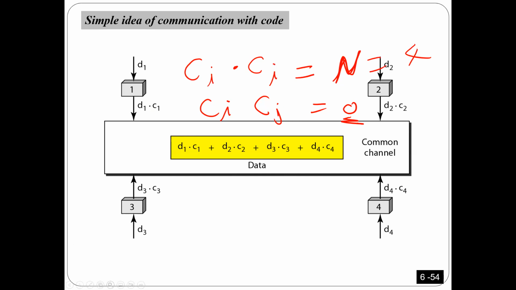Based on what I put here, for example, if I want to get D1, I'm going to multiply this data by the code of computer 1. So if I want to listen to the communication of computer 1, I'm going to multiply this data by C1. When I do that, C1 times C2 is 0. C1 times C3 is 0. C1 times C4 is 0. So what I'm going to get here is n D1. Then I can divide it by n to get D1.